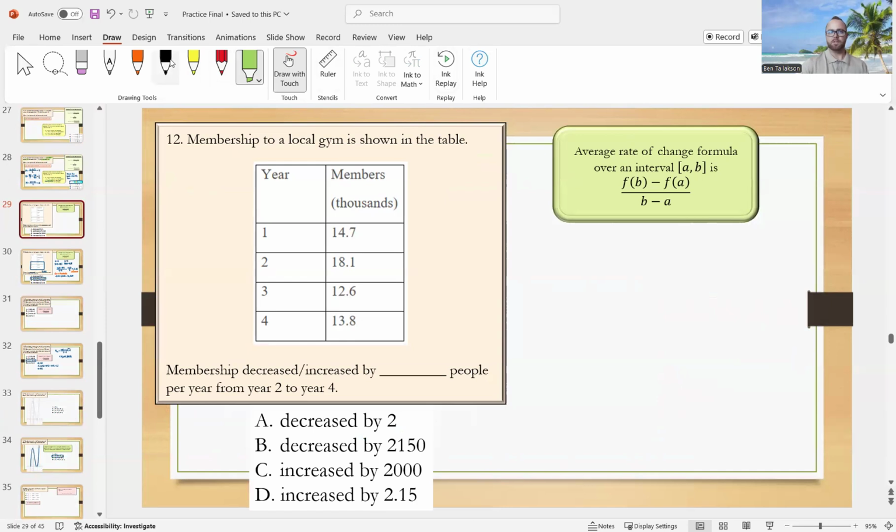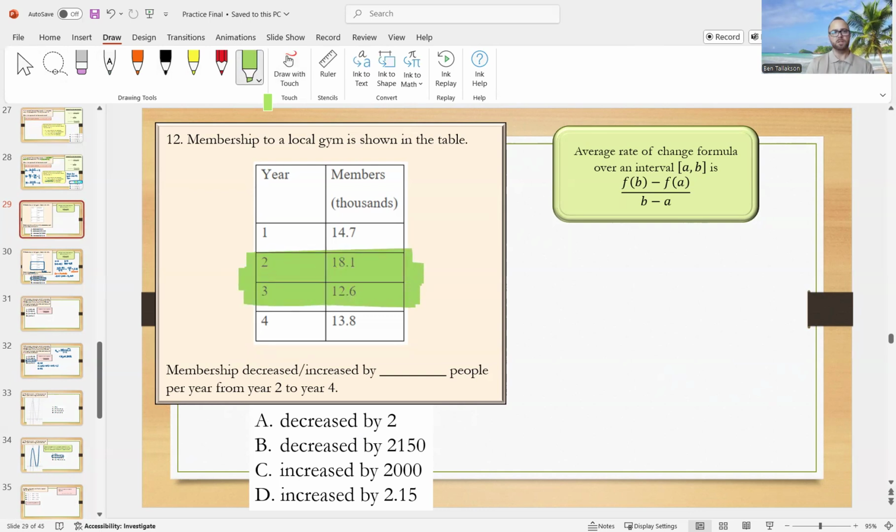You should be pausing every slide and trying it before I work it out. Read the question and do that now, please. And here we go. Membership to a local gym is shown in the table. Okay, year 1, there's 14.7 thousand members. Must be a very successful gym with several locations, I'd assume. Membership decreased or increased? Okay, so we need to figure that out by blank people. Okay, by how many people per year from year 2 to 4? Okay, so we're really just focused on year 2 to year 4.